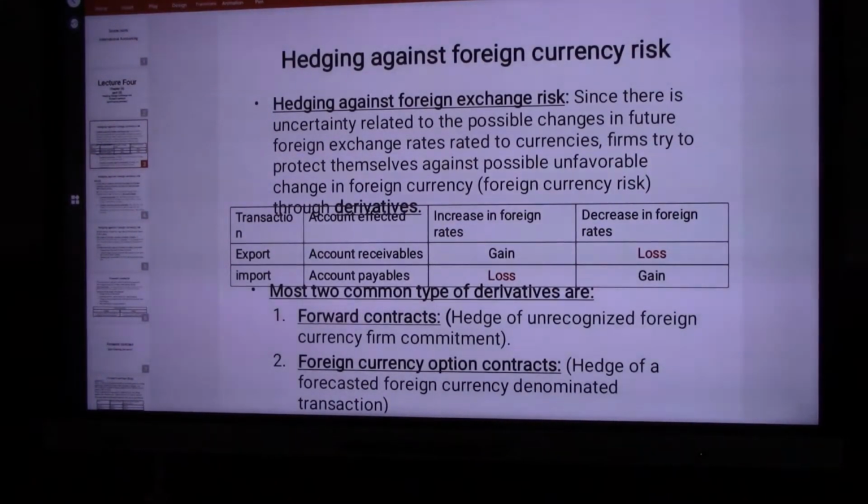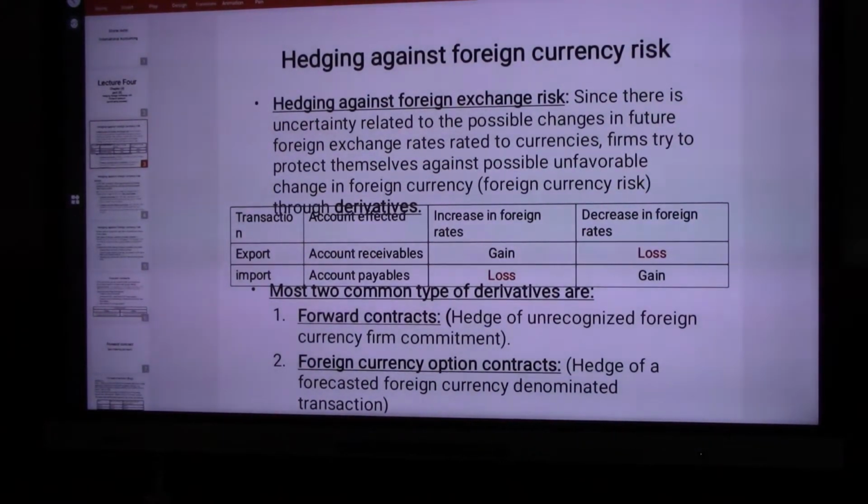احنا قلنا hedging against foreign exchange risk since there is uncertainty related to future change or future exchange rate. Firm try to protect themselves against unfavorable change in foreign currency. ايه ده؟ يعني change in foreign currency could be favorable could be unfavorable. طبعا لو different exchange rate could represent a gain to the firm, so it's a favorable change. But when the exchange rate represents a loss to the firm, so it will be unfavorable change and firm tries to protect herself against such a loss.